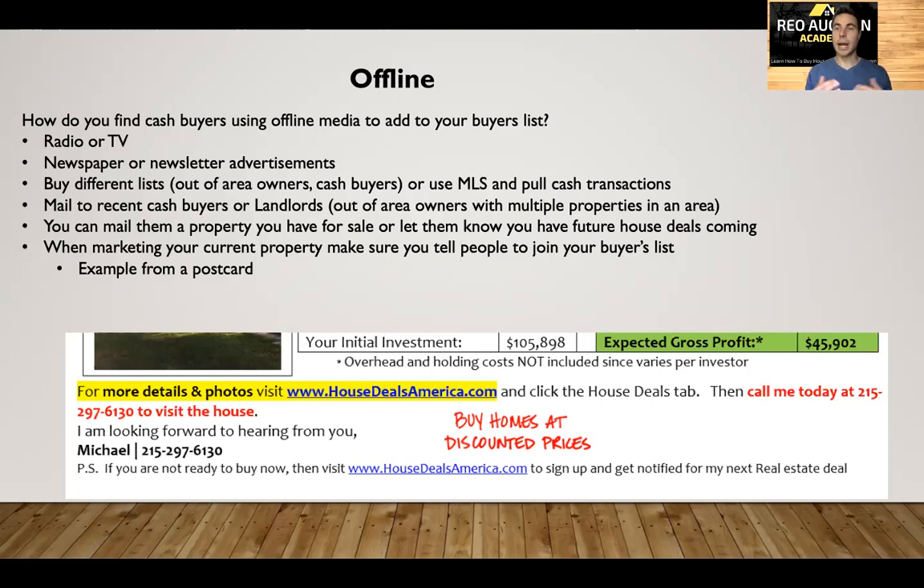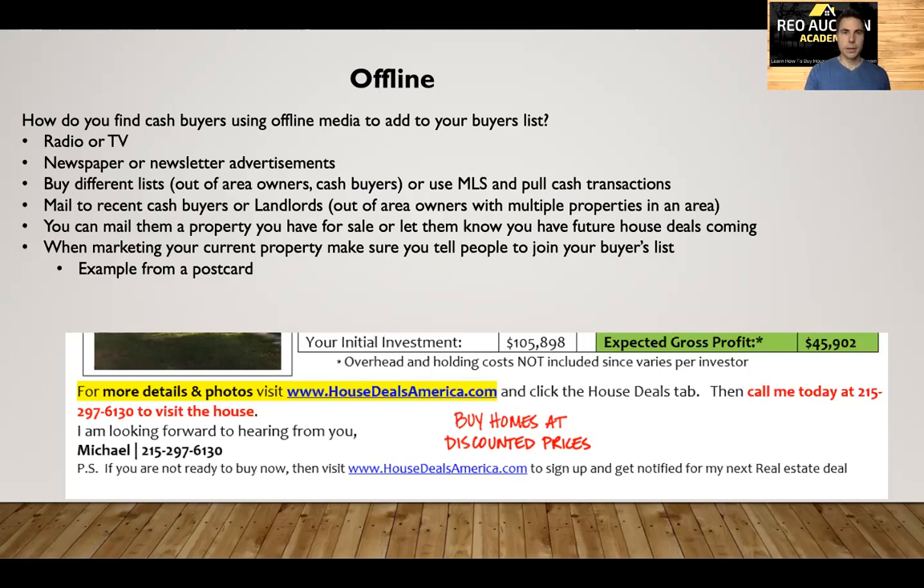For our houses, we actually mail postcards to landlords or cash buyers. I've got an example here on the bottom of one of my postcards. Here is a call to action where, kind of in the PS, if they're not ready to buy this one, visit housedealsamerica.com and sign up and get notified of my next real estate investment. Whenever I send out postcards, I see an uptick usually in my buyers list nationwide for that local market, or state, I should say. Not every deal is for every investor, but they'll read the postcard and they'll take action, go to my website and sign up for future deals. So those are some examples of different ways on offline media that we could use to increase your buyers list.